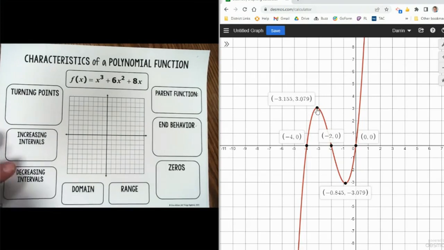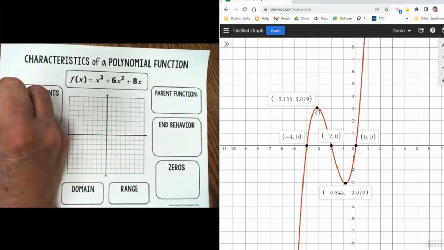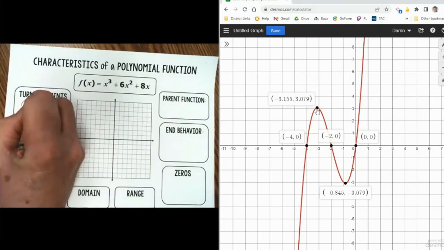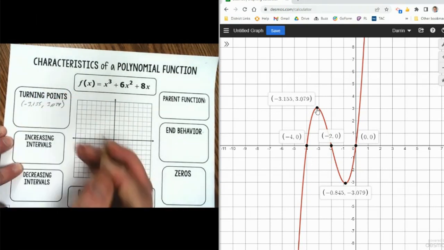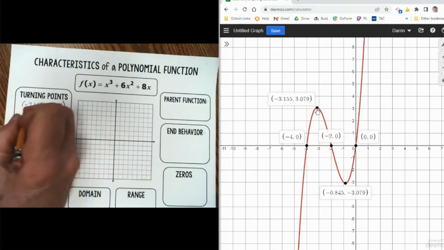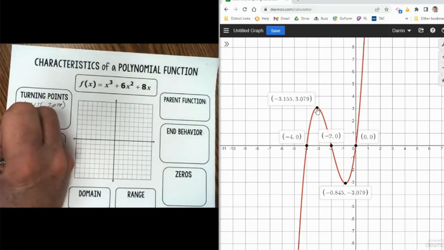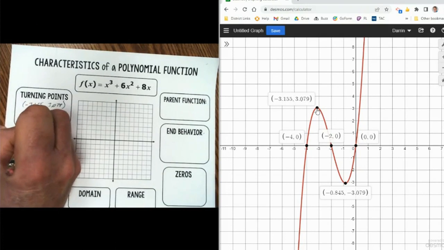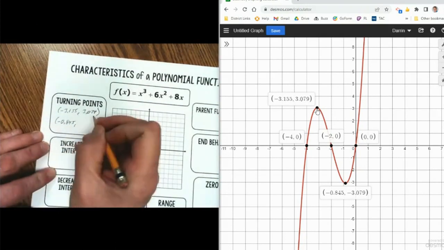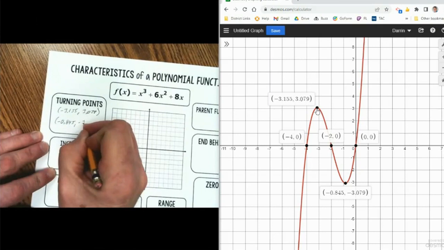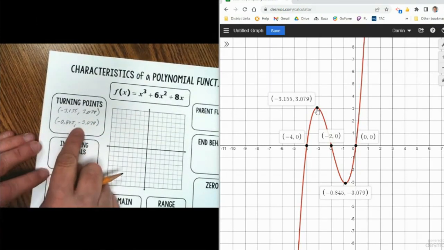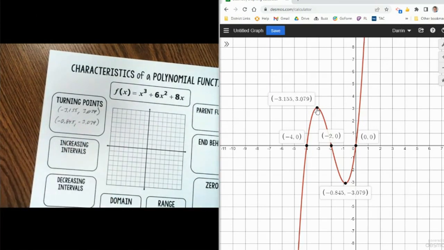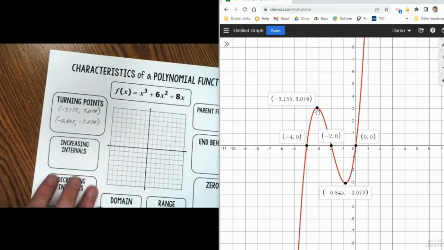That's where it turns. So turning points are at negative 3.155, comma 3.079. There's one turning point. The other turning point is negative 0.845, comma negative 3.079. Okay, that's the two turning points. That's all, this graph turns just twice. Some graphs turn more, some turn less.